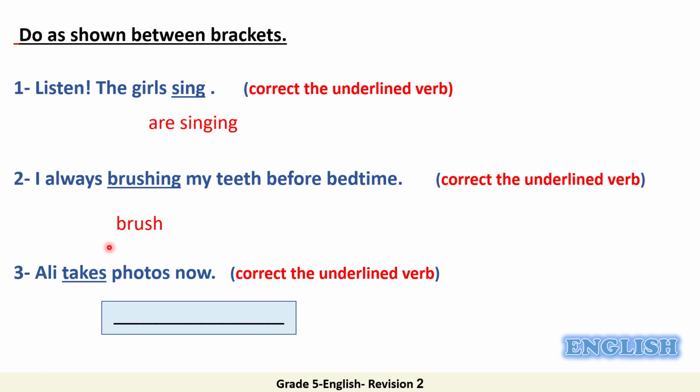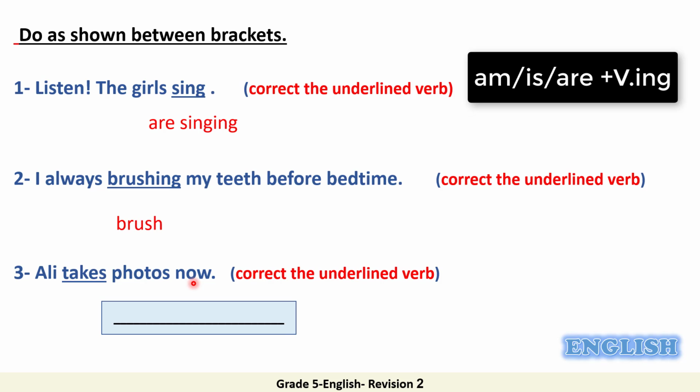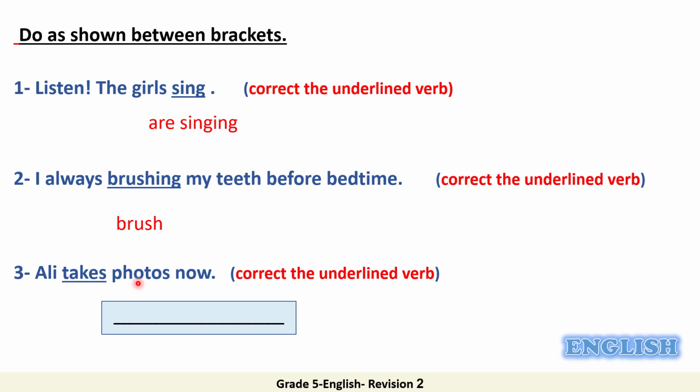3. Ali takes photos now. Where's the key word? Excellent. Now, what tense? Present progressive. Am, is, are plus verb plus ing. Ali is singular, so we use is and we add ing to take. Is taking is the correct answer. Clear? This is how we answer the do as shown questions, my friends.